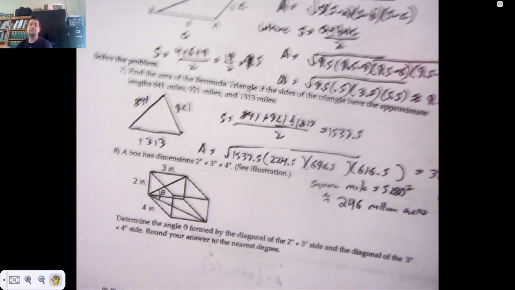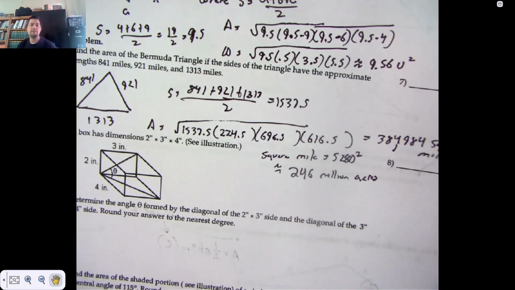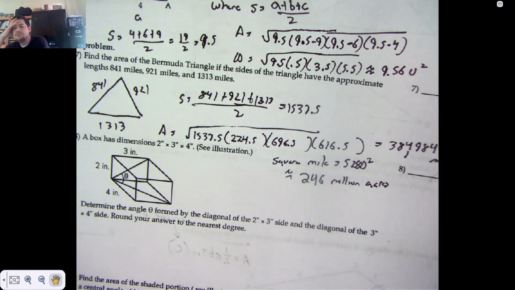What a funky looking problem, number 8. A box has dimensions 2 inches by 3 inches by 4 inches. See the illustration. Determine the angle theta formed by the diagonal of the 2 inch by 3 inch side and the diagonal of the 3 inch by 4 inch side.